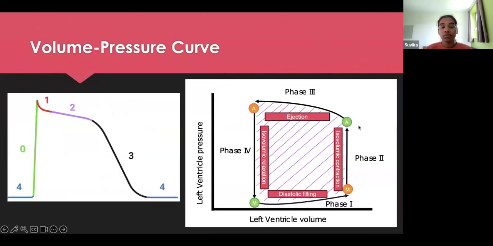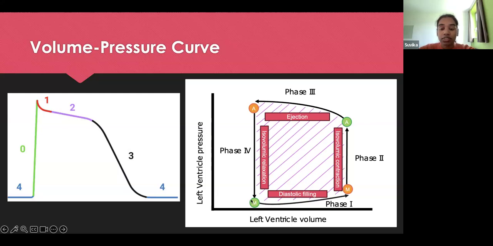So looking at the volume pressure curve, we're going to correspond this to the action potential of the ventricles as well. Most of you were confident with the cardiac action potential, or the electrophysiology, so I will do a brief recap whilst explaining this volume pressure curve. The volume pressure curve, as it says in the name, is comparing the volume in the ventricles with the pressure, especially the left ventricle.